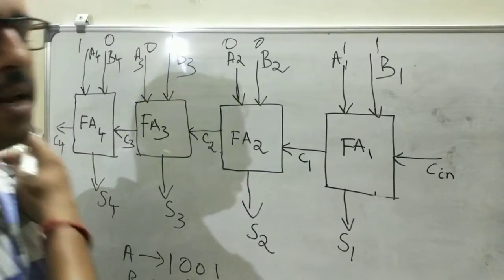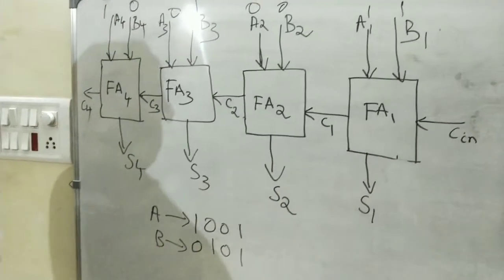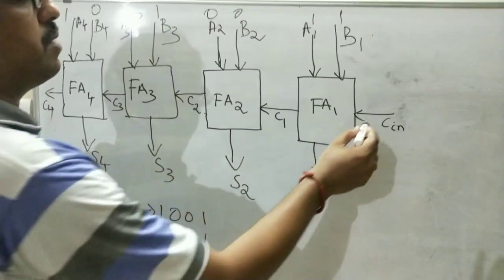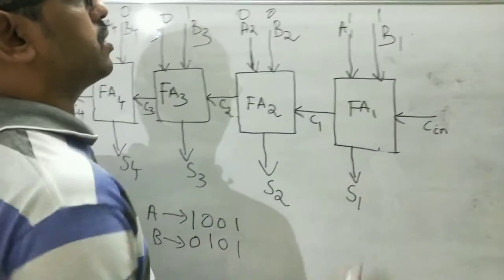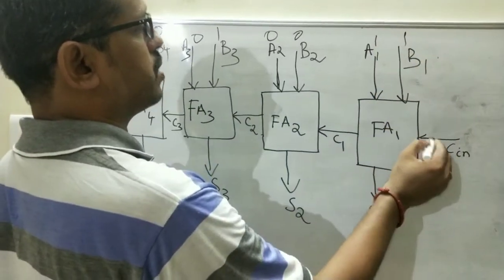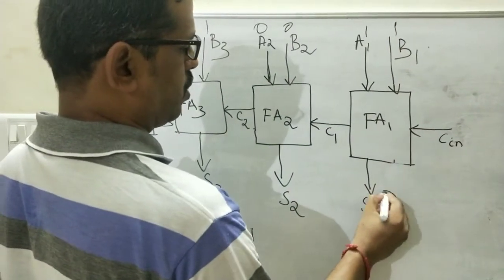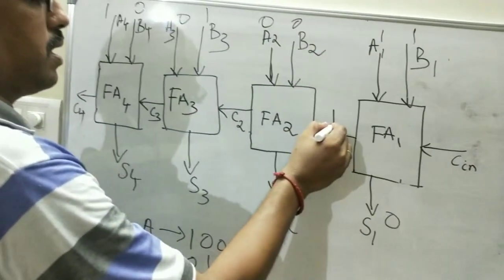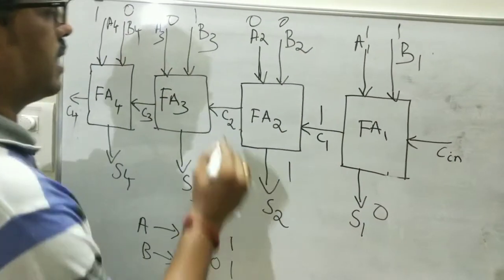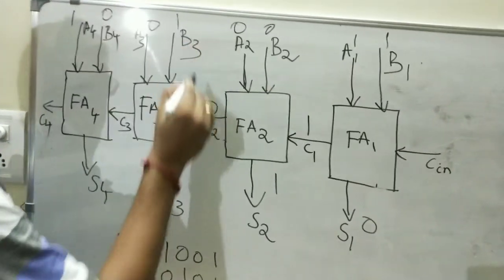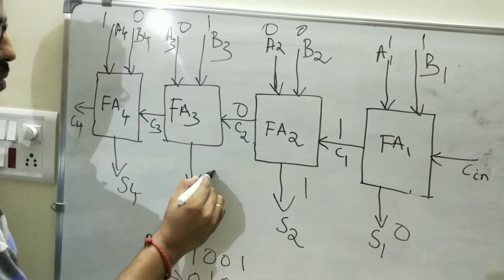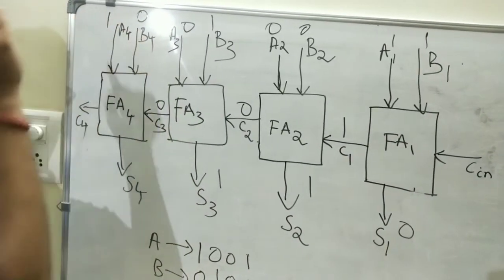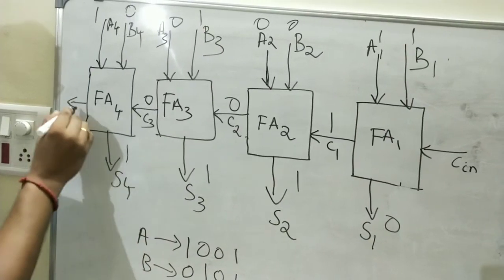For the first step, the input carry would be 0. We already know that a full adder has 3 inputs, right? Assuming that input carry is 0, what is the output? 1 plus 1 plus 0. 1 plus 1 is 0, carry is 1 here. It is coming here. And then 0 plus 0 plus 1 gives sum 1, carry is 0. 0 plus 1 plus 0, the sum is 1, carry is 0. And 0 plus 0 plus 1, sum is 1, carry is 0.